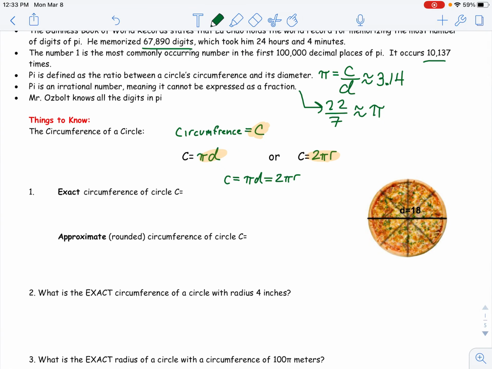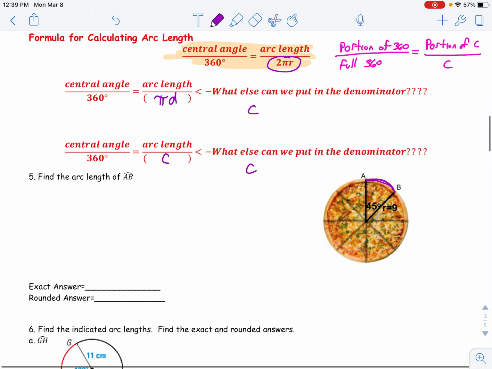Looking at this, yes, it's 2 pi r, but sometimes we might want to use pi times diameter because that's also a circumference, or we can even just write C as the circumference. It's based on what we're finding. Number 5 is a stereotypical problem. We're going to find the arc length of AB. Basically, we're finding about how much crust this pizza has. CA, the central angle, over 360 equals arc length over circumference.